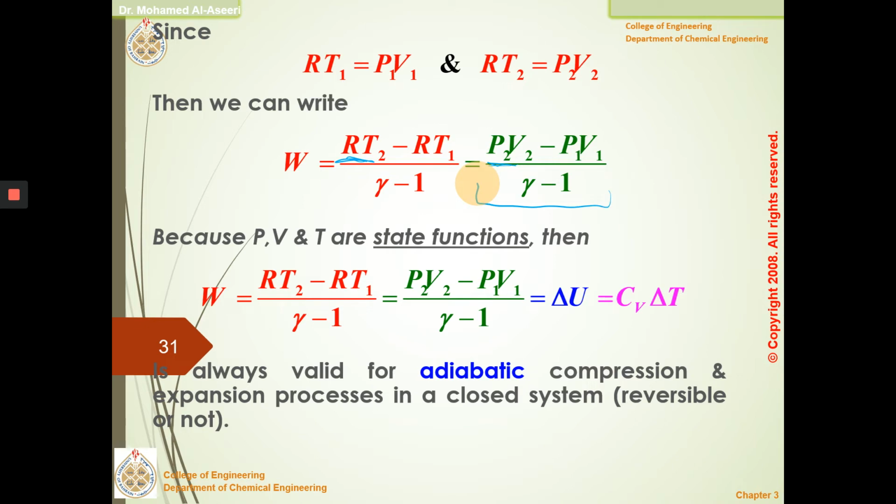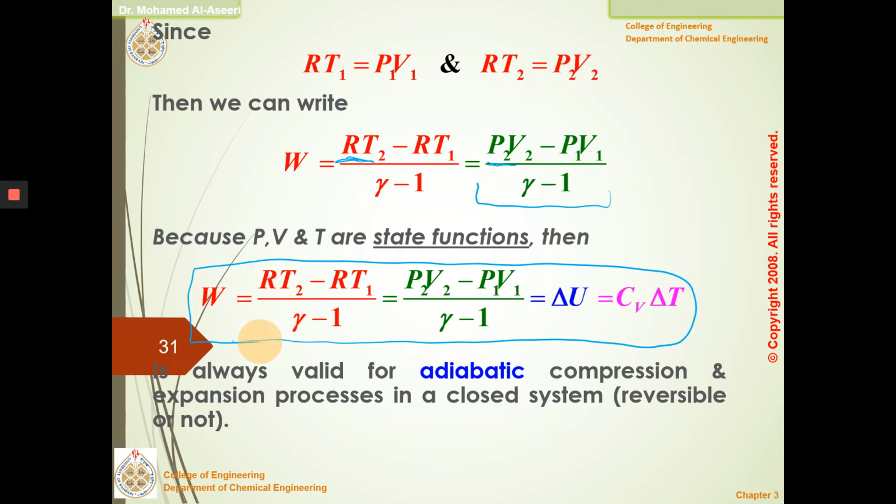Okay, so as a conclusion, now we have several forms of W. It can be written as R delta T over gamma minus 1, or delta PV over gamma minus 1, or delta U, because W is equal to delta U, which is equal to CV delta T. We use these forms for an adiabatic compression or expansion process, closed system, mechanically reversible or not.